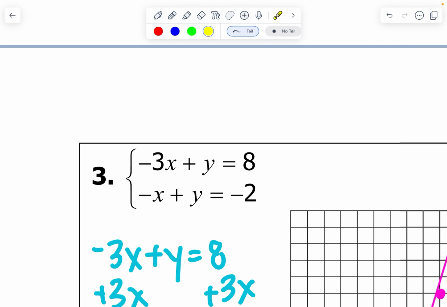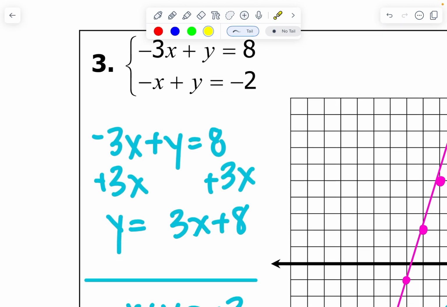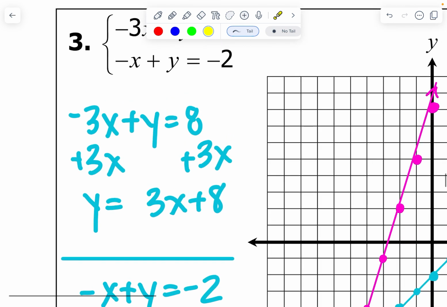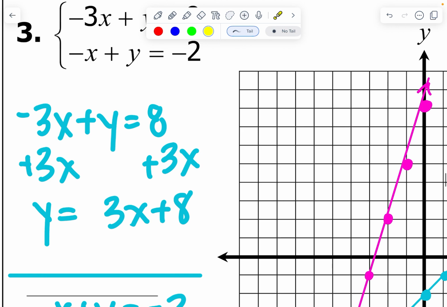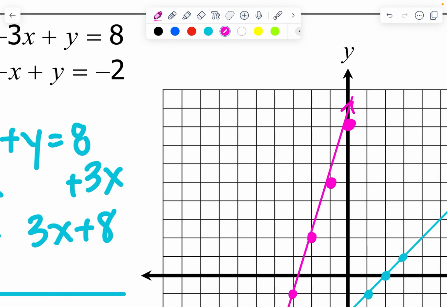Okay, welcome back. So when I rewrite this into slope-intercept form, I'm left with y equals 3x plus 8, and then I'm left with y equals x minus 2 for my second equation. So when I'm graphing the first equation, this one's pink. Notice, this is a perfect example of what I was talking about earlier. My slope for the pink line is 3, and my y-intercept is 8.